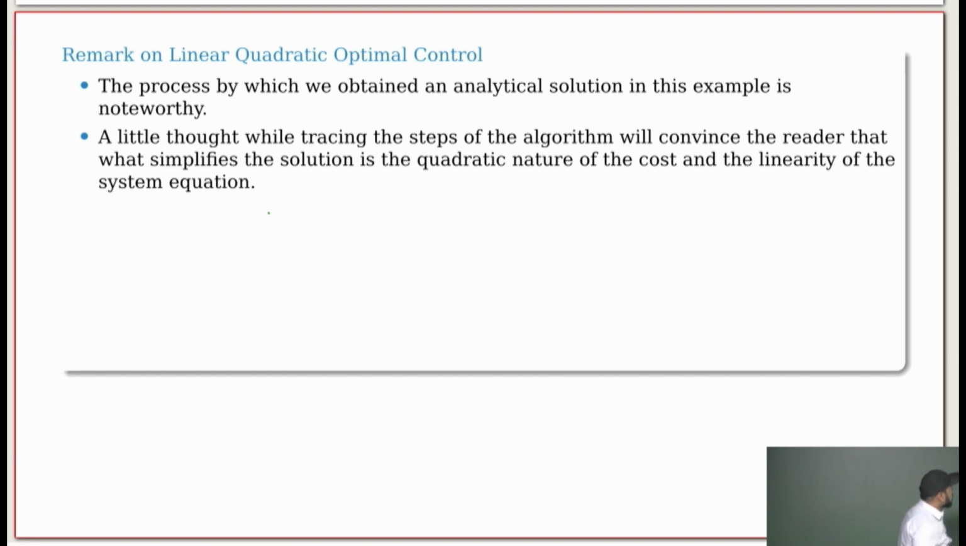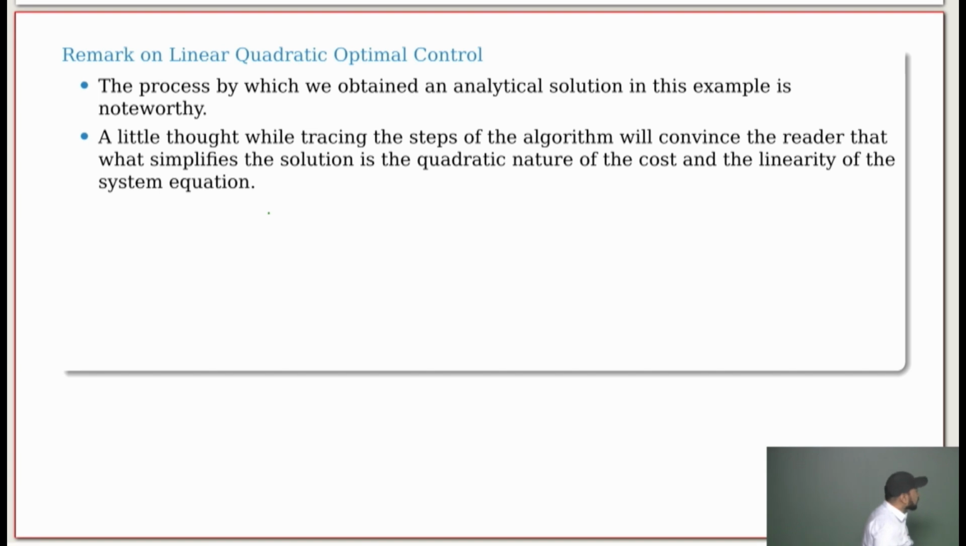So this is a special case, right? A little thought while tracing the steps of the algorithm will convince the reader that what simplifies the solution is the quadratic nature. The nature of the cost helped in this case because it was of the quadratic form, and the linearity of the systems. The policy, which was linear, also helped, because that's when it became a quadratic and convex problem, which was easy to solve: take the derivative, equate to 0, and the minima was well defined.